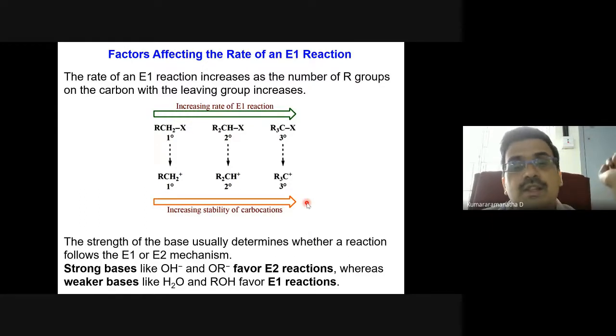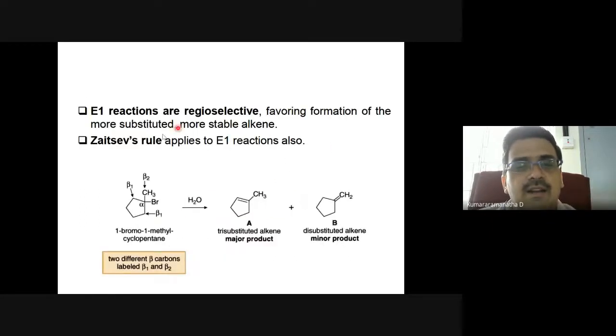Now again, E1 reactions are regioselective. You can apply Zaitsev's rule for E1. Why we apply Zaitsev's rule is whenever you have multiple beta carbons, to decide where to remove the hydrogen. If you work that out, you can see the hydrogen will not be removed from this as compared to this.